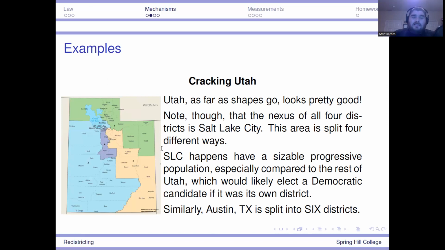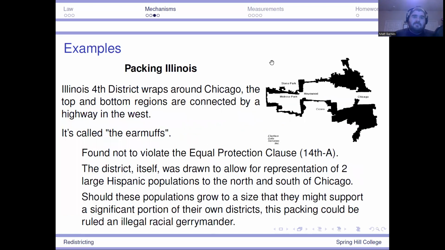And you can look at a similar map in Austin, Texas, which is also fairly progressive compared to the rest of the area, and especially Texas in general. And that is split into 6 entire districts. Just in Austin itself, it's broken up into 6 districts. All right, so let's talk about packing.